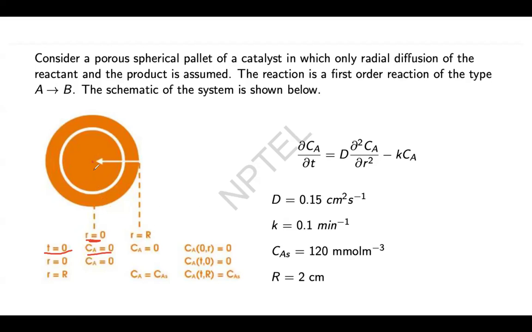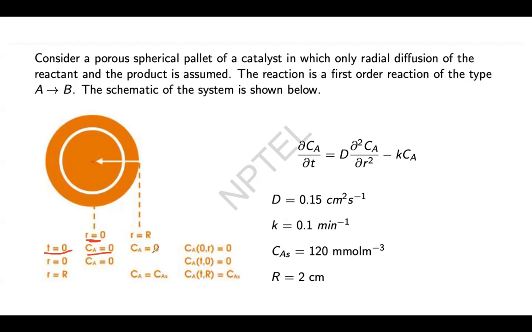So when r is equal to 0, that is the center of the catalyst, at the beginning of the process, at t equal to 0, the concentration of A is equal to 0. That is one condition that is given to us. And again, at t equal to 0, when r is equal to capital R, that is at the surface of the catalyst, Ca is also equal to 0. So to begin with, at time t equal to 0, there is no Ca at all throughout the catalyst, even inside or at the surface.